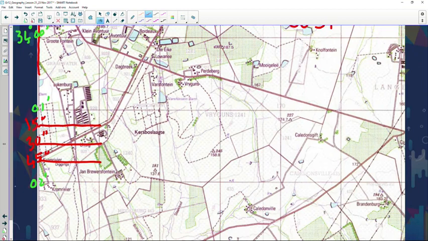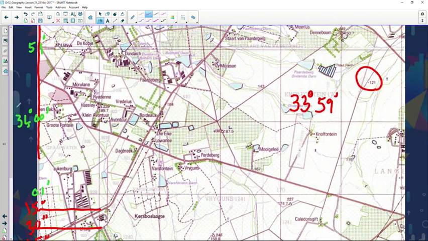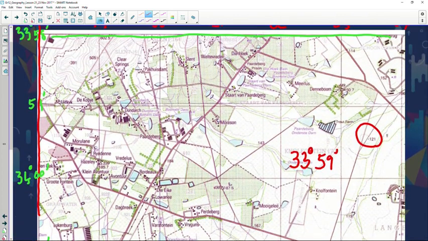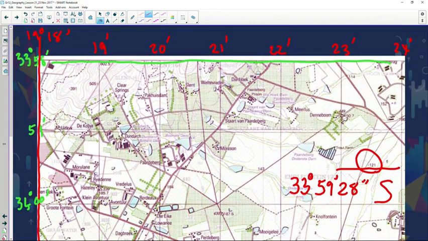15 seconds. Now let's go and have a look where spot height 121 is. We already established 33 degrees latitude, 59 minutes. If we take this grid and we divide it up in half, that's 30 seconds. Do you agree with me that that's going to be roughly 28 seconds? And where we're moving to, lines of latitude, so horizontal lines moving down south. Now let's go and have a look at our next coordinate that we need to write down.